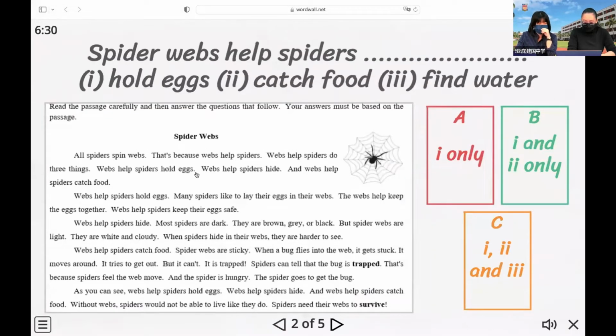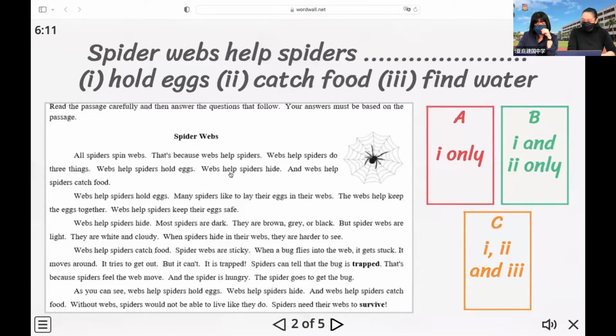Now we go to the next one. Spider webs help spiders... Okay, from the first paragraph, can we find the answer? From the first paragraph, now we have to find the specific answer. What do spider webs help spiders do?